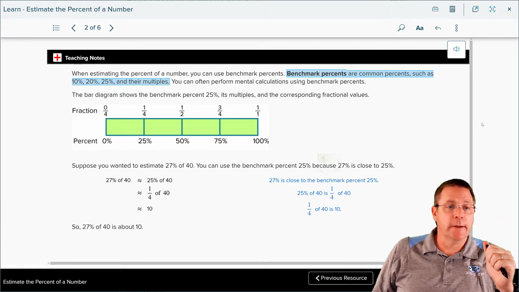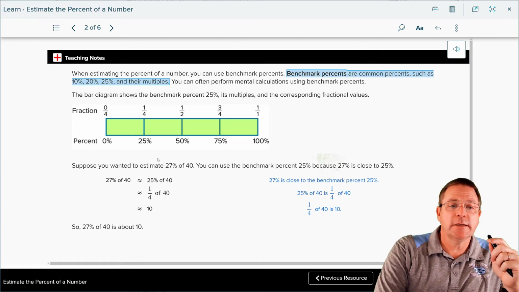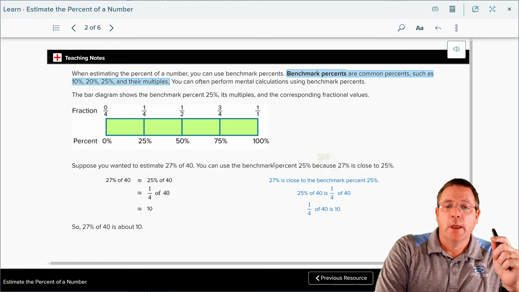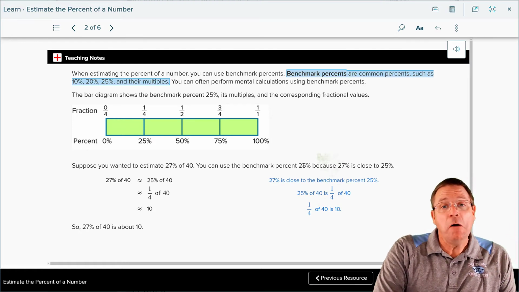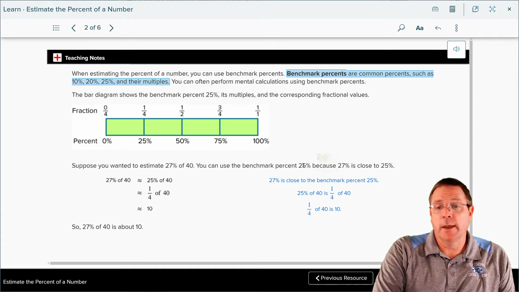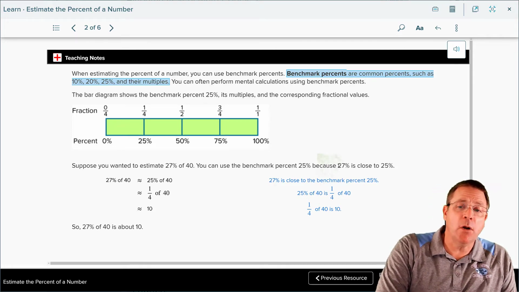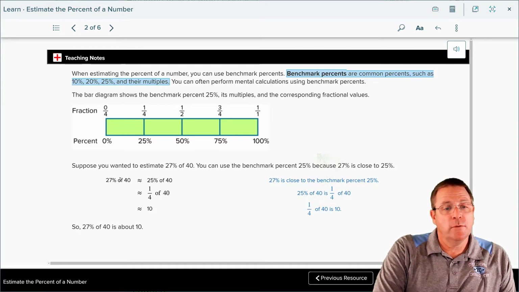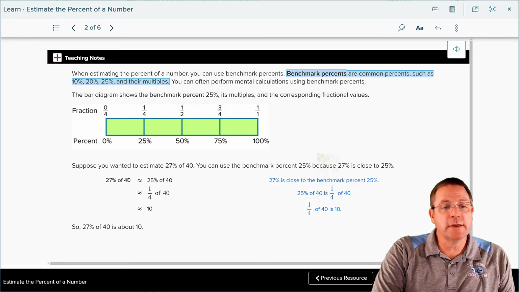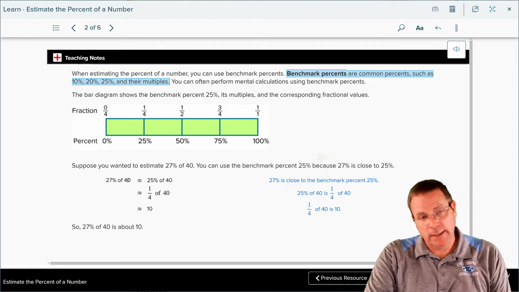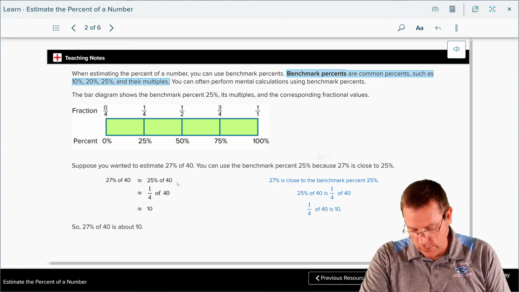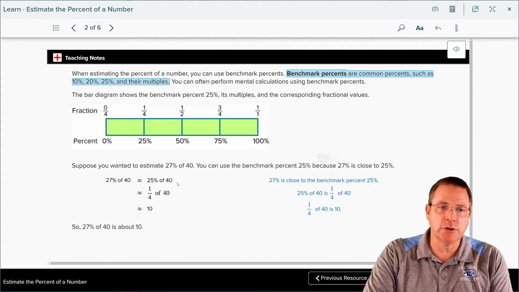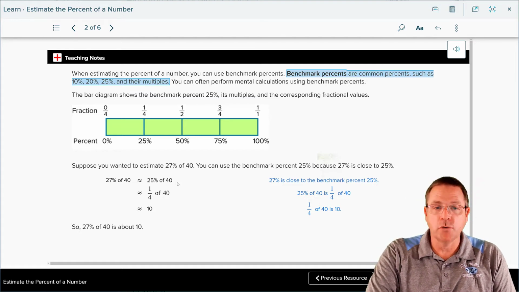Suppose you wanted to estimate 27% of 40. You could use a benchmark percent of 25%, okay? Because 25% is pretty dang close to 27%, right? So instead of doing 27% of 40, you can see down here, they decided to do 25% of 40. And let me grab a screenshot of that, and we'll look at it closely.